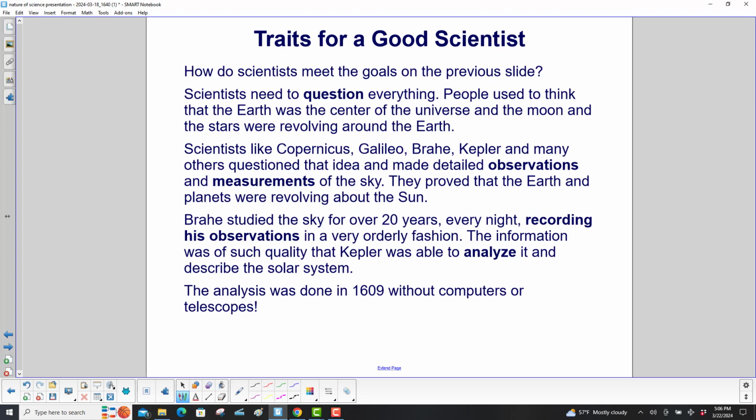Brahe studied the sky for over 20 years, every night, recording his observations in a very orderly fashion. The information was of such quality that Kepler was able to analyze it and describe the solar system. This was all done in 1609 without computers or telescopes.